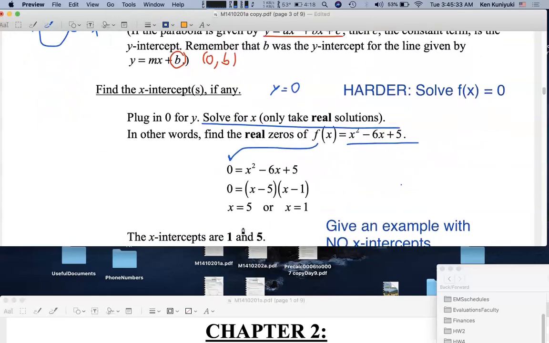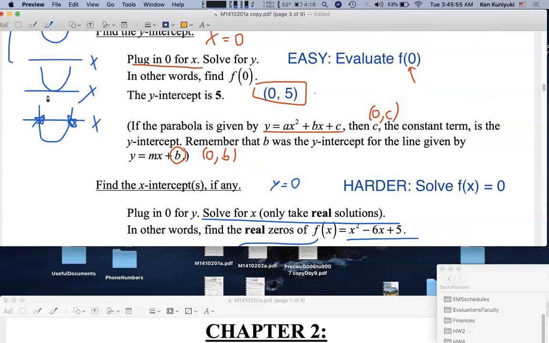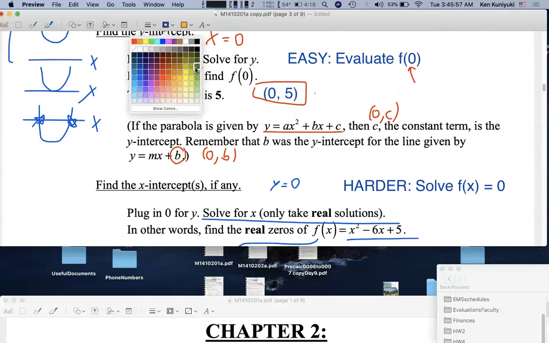Which means that the x-intercepts are going to be at the ordered pair 1, 0. Remember, they should be ordered pairs. And the numbers here are x-coordinates. Also, we have an x-intercept at 5, 0. So we're going to have here 2 x-intercepts. Now, we're in this case over here. We have 2 x-intercepts.